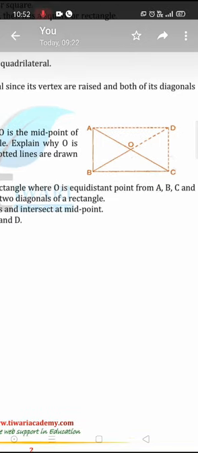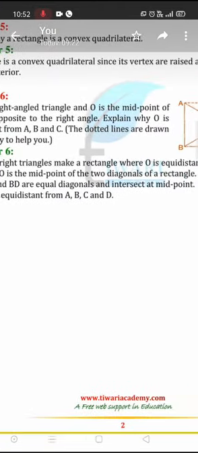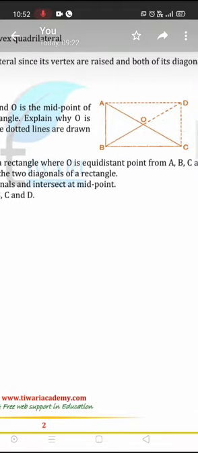Correct? Now also, given O is the midpoint of AC, so OA equals OC also. Because we know diagonals bisect each other, OA equals OC and OB equals OD also. That's why OA equals OB equals OC equals OD. It means O is equidistant from A, B and C.